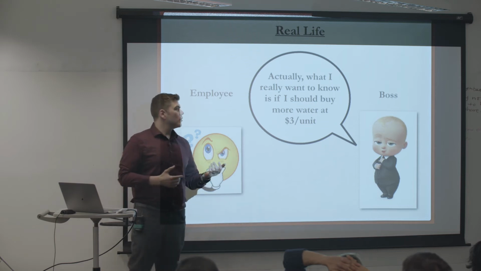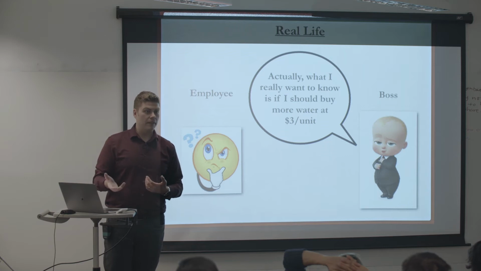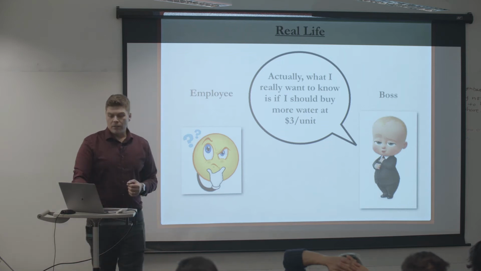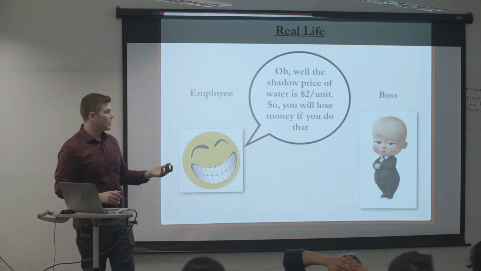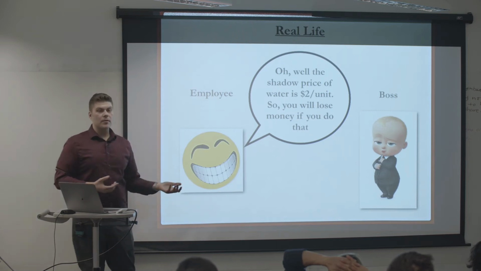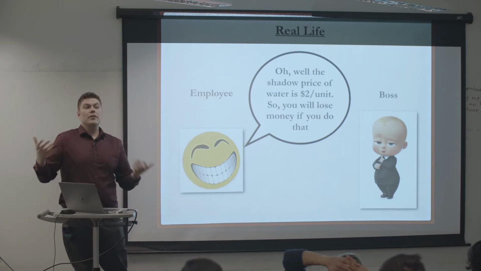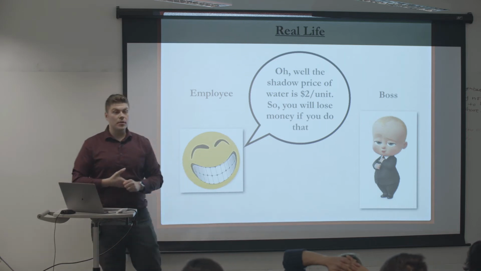Now what I really want to know is whether I should buy more water at $3 per unit, because that was the deal the wholesaler gave. So the employee goes back to the person who solved the problem and says, what I really want to know is whether I should buy this water. The employee looks up the dual variable, which he had for free. Didn't know he was going to need it, but it was just laying around. And then says, well, the shadow price is $2.